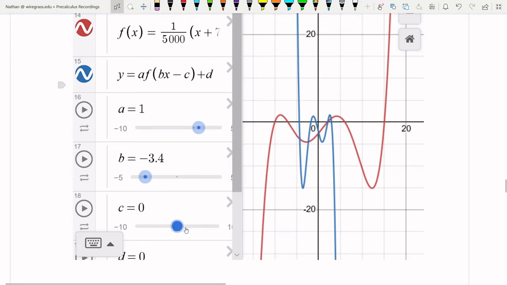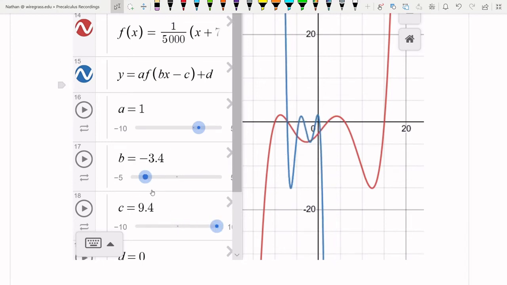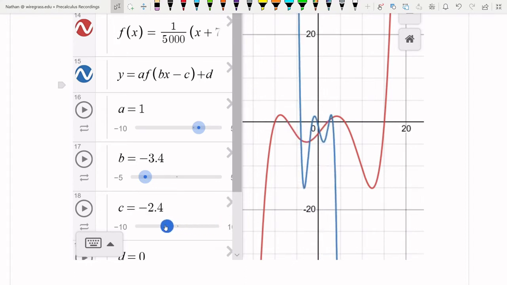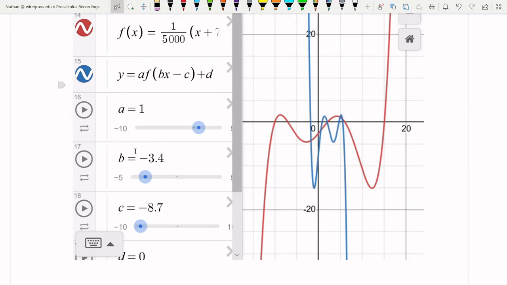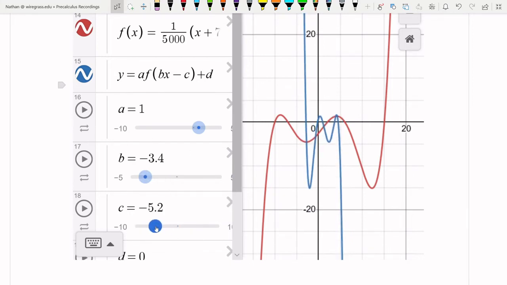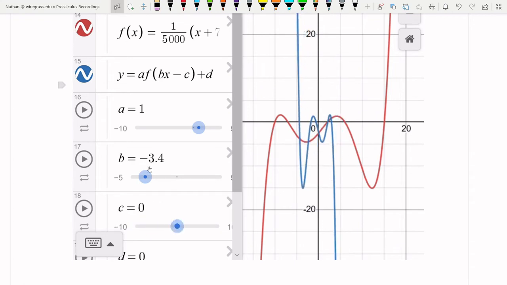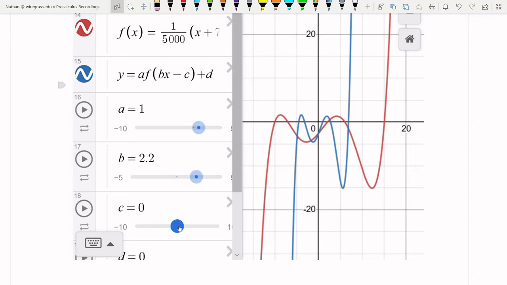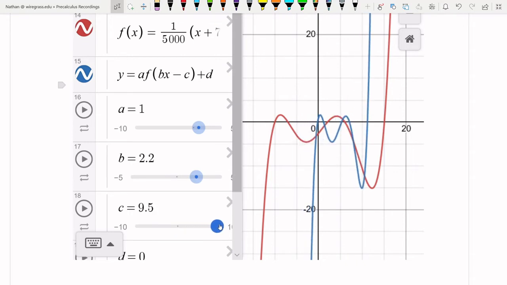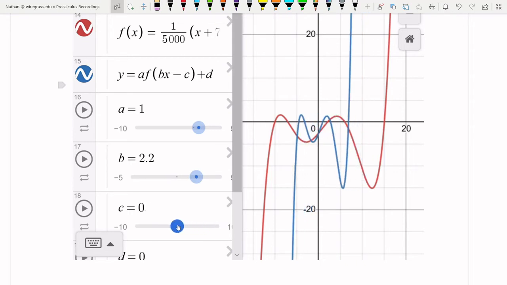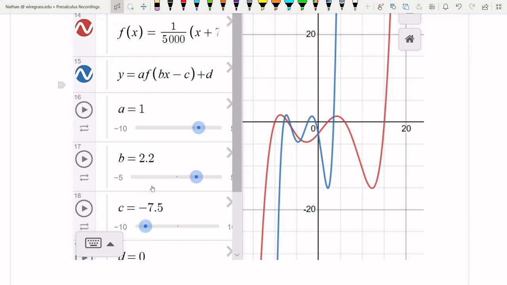B here was negative. If C is positive, C divided by B will be negative, and you can see it goes in the negative direction. If I change it to be negative, then C divided by B is a positive number, and you can see it's being shifted more and more to the right. Of course, if B is positive, C positive makes it go right because positive divided by positive is positive. And if C is negative, negative divided by positive is negative. That's going to shift it in the negative direction.